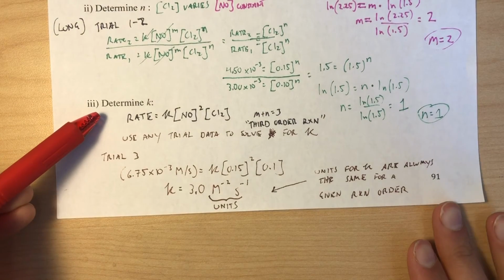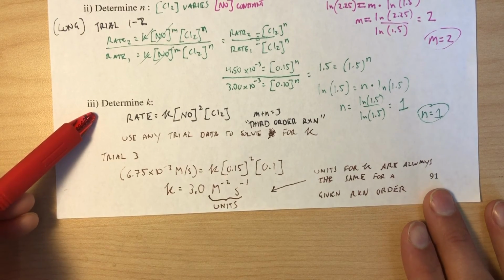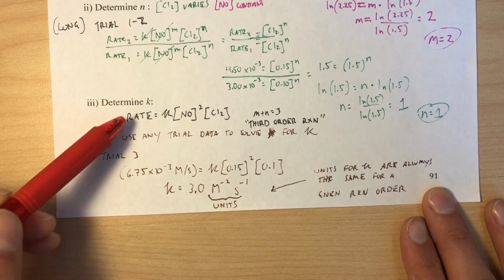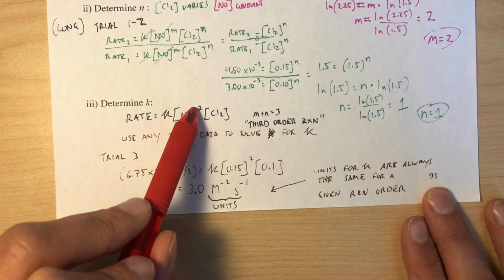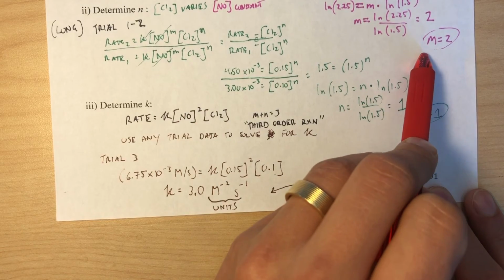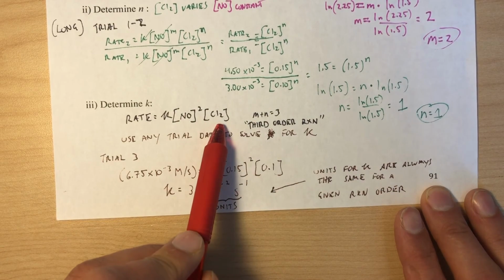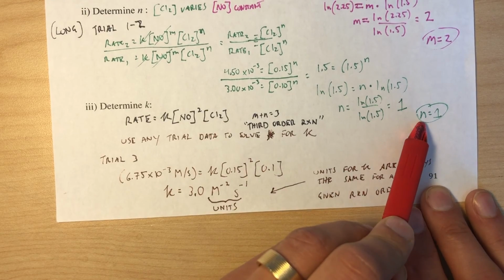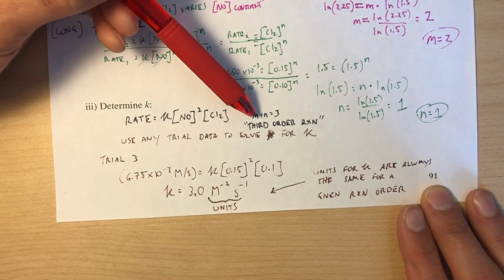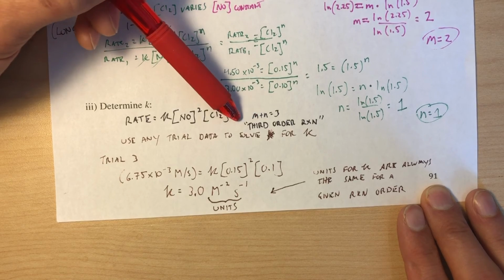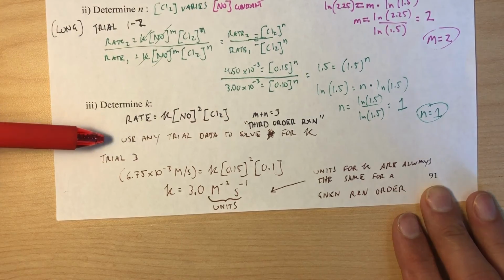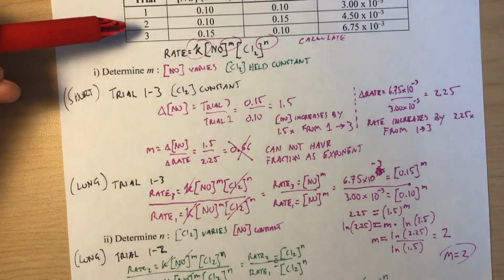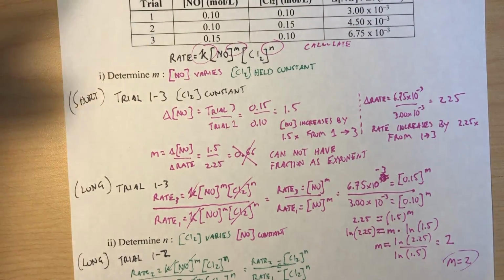We can then determine our rate constant from the rate law. So we have the rate law, which is equal to: our rate is equal to k times NO raised to the power of 2, which we calculated from m, times the concentration of Cl2 raised to the power of 1, which we calculated for n. The order of the reaction is m plus n, which is 3. So this is a third order reaction. And we can use any trial to solve for k. I arbitrarily chose trial 3, and we're going to use that data now.